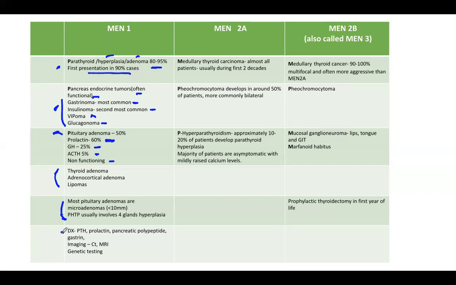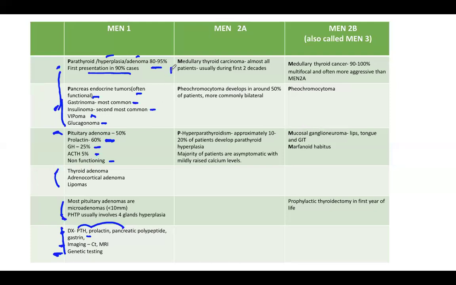So diagnosis is by measuring hormones which can increase, like PTH, prolactin, pancreatic polypeptide, and gastrin, and then we do imaging, CT and MRI, and genetic testing if needed. If we feel there is more than one thing positive here, then we do it. Then we also do it for first-degree relatives. But this is not just the scope. We can just mention we'll do genetic testing, just for understanding.